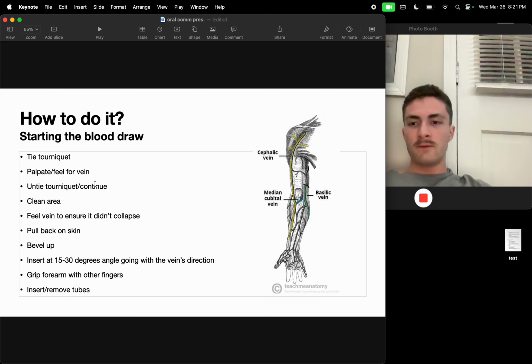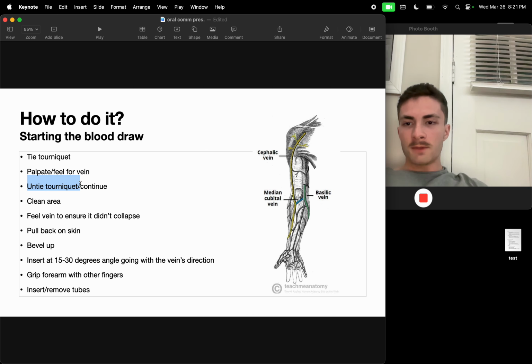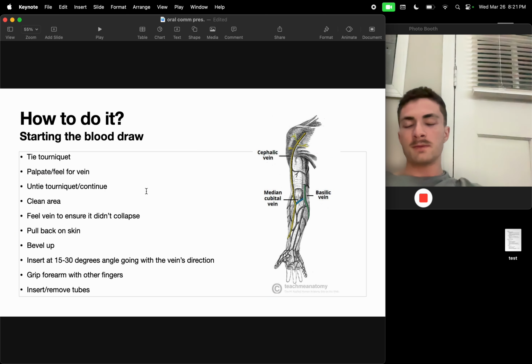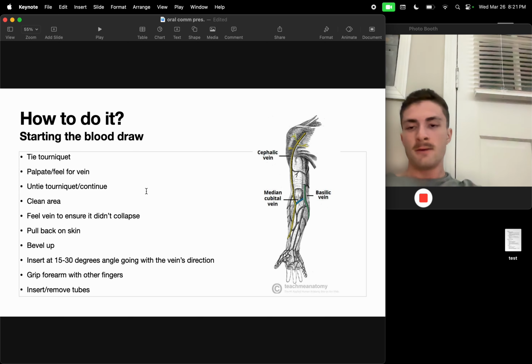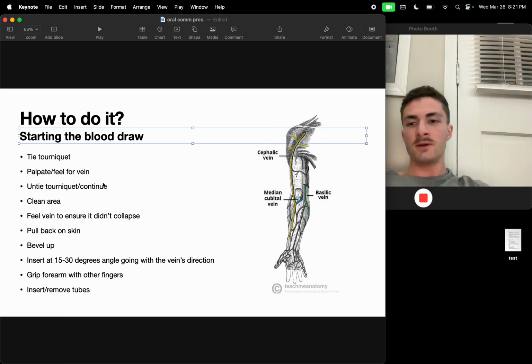Then you can either do one of 2 things. You can either untie the tourniquet and then wait a couple of seconds and then continue, or you can continue right from there. The idea is that you're only supposed to have the tourniquet on for a minute max. And so the reason why you might want to untie the tourniquet after you find the vein is so that you can reset the clock and then go back at it again. Or if you're fast enough and you feel confident enough, you can continue from there.